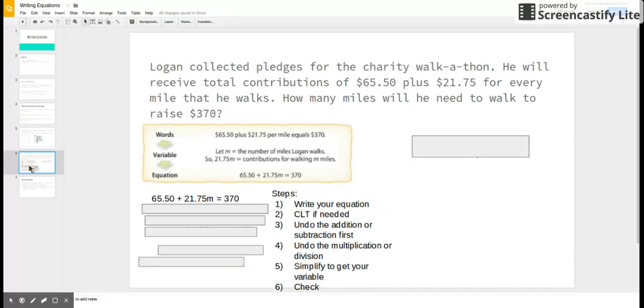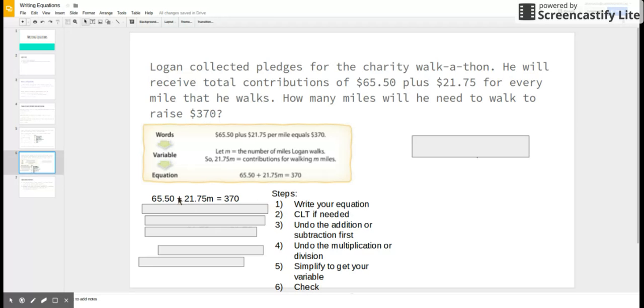Logan collected pledges for the charity walkathon. He will receive total contributions of $65.50 plus $21.75 for every mile that he walks. How many miles will he need to walk to raise $370? So here it is in words, $65.50 plus $21.75 per mile equals 370. So M, we're going to say, is the total number of miles that Logan walks. So 21.75 M is how much money he's going to make when he walks M miles, right? So our equation is 65.50 plus 21.75 M is equal to 370.